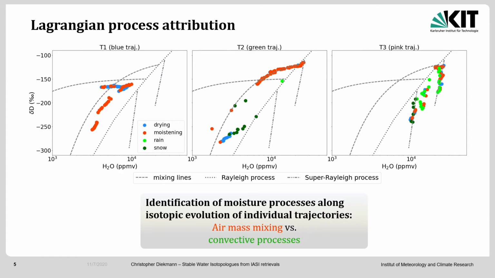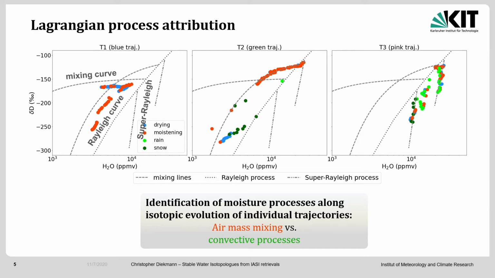The individual isotopic evolution along the pathways is shown here in these 3 scatter plots and is color-coded for moistening, drying and condensation processes. The gray lines are theoretical curves calculated for idealized processes, in particular for air mass mixing, Rayleigh condensation, and for processes that go beyond the Rayleigh condensation, the so-called super-Rayleigh area.